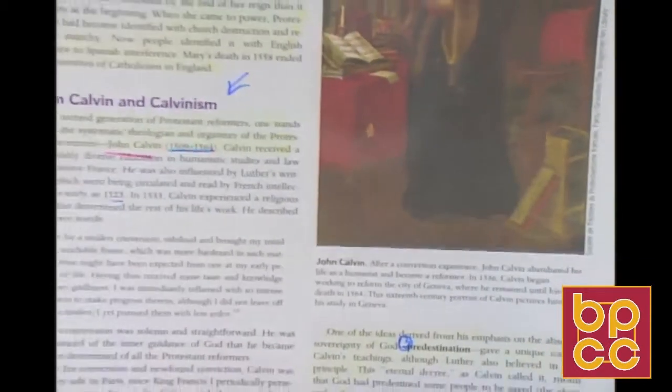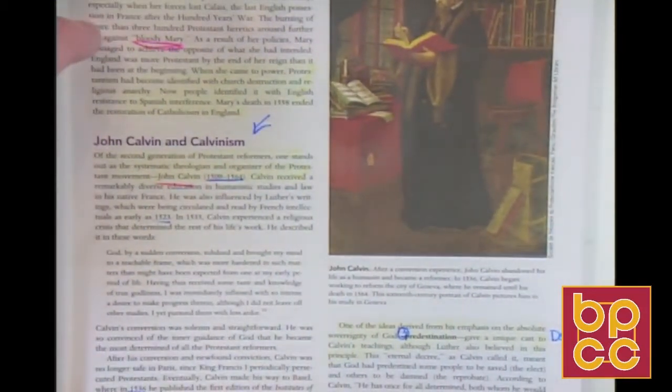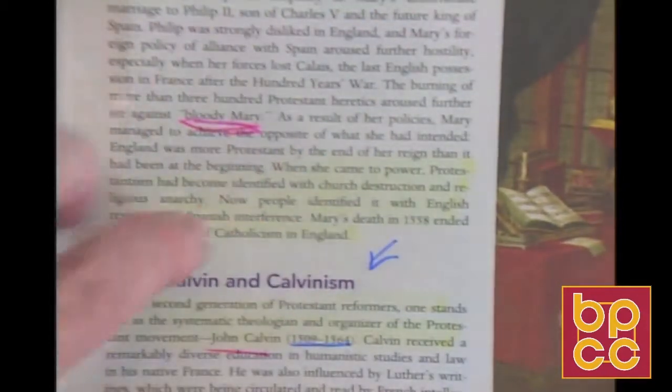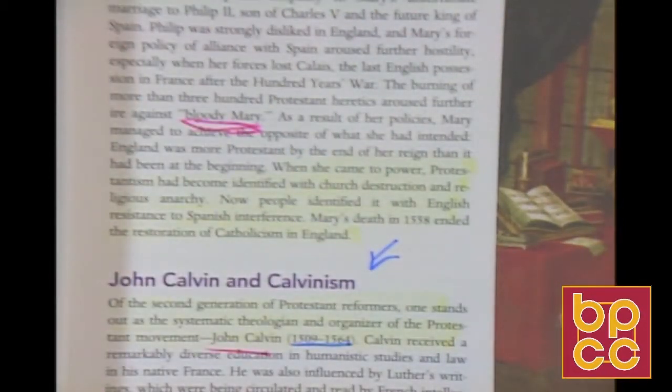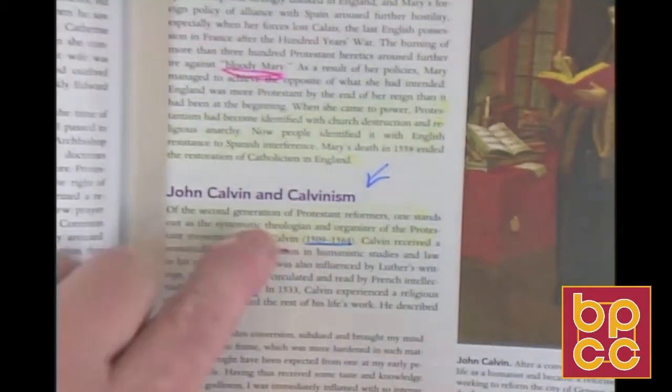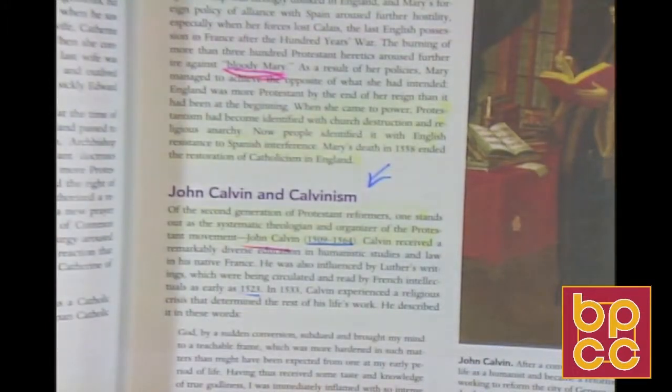So as we go through the chapter and look at these things, and as I was reading, I noticed in quotation marks over here the phrase Bloody Mary. Well, that's an eye catcher. So I'm going to want to find out about that, and that's what I have highlighted here. Then we switch over to Calvinism, or John Calvin. His name is underlined. He's in the 2nd generation of Protestant reformers. And it occurs to me, I'm not really sure what that means, so I may make a note to ask the teacher, what does the 2nd generation of Protestant reformers mean?